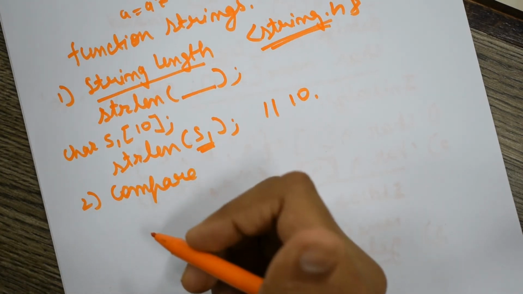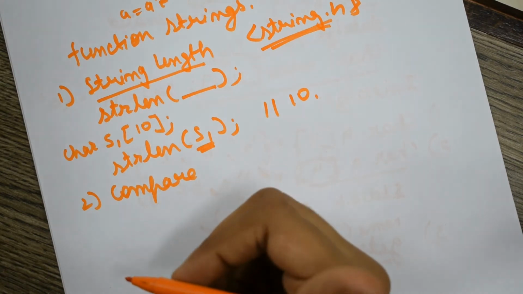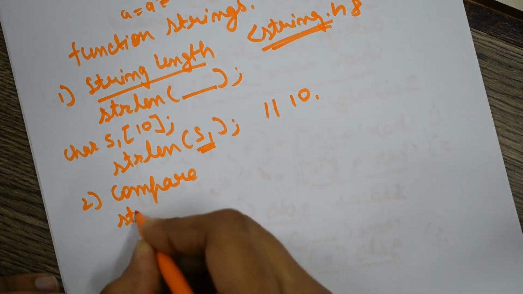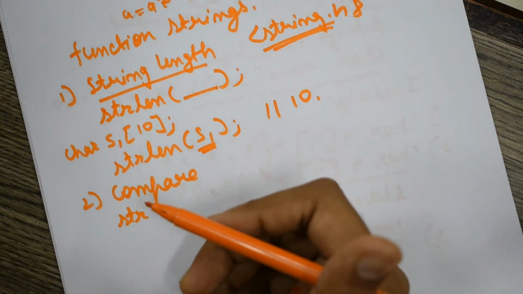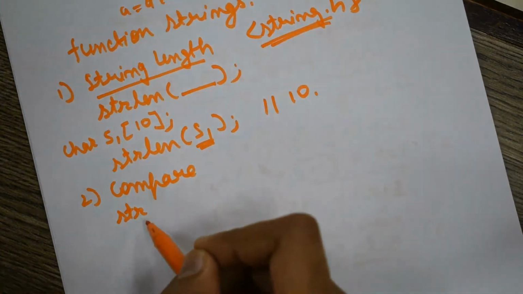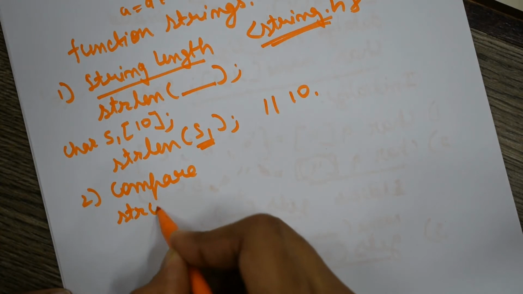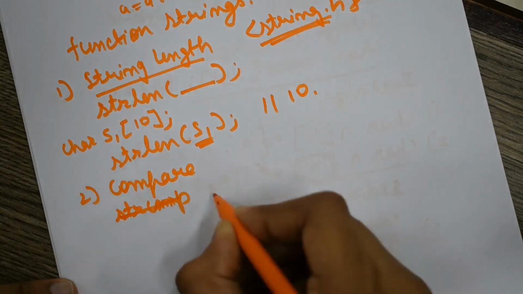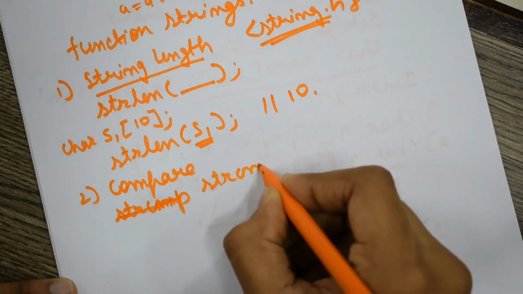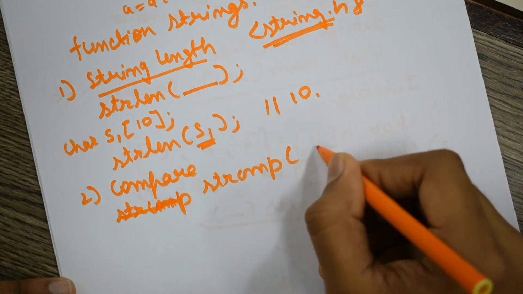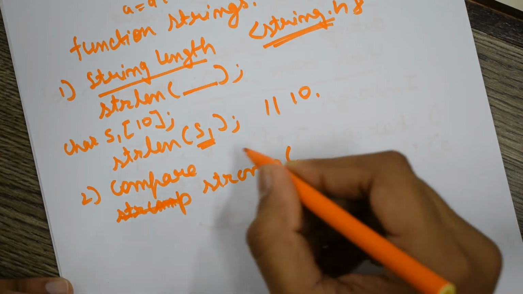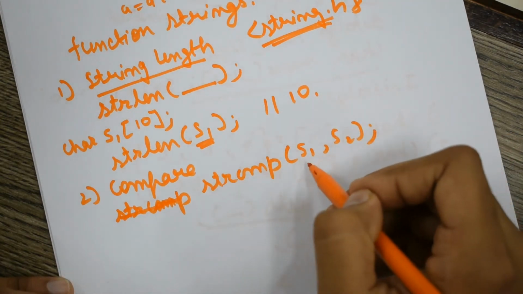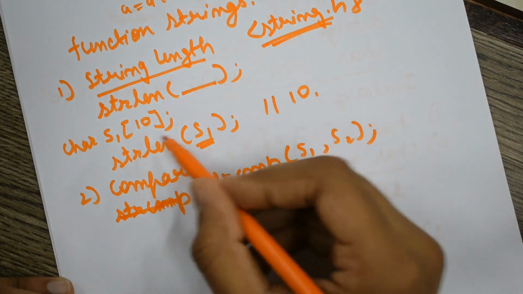So C performs this function by providing a predefined function known as string comparison, that is strcmp. Every function in the string.h is starting with str, so strcmp, that is string comparison. I would like to rewrite it, strcmp, where it needs an argument here. So the argument is s1 comma s2. Now what it does is it compares s1 and s2. s1 is one type of string and s2 is another.